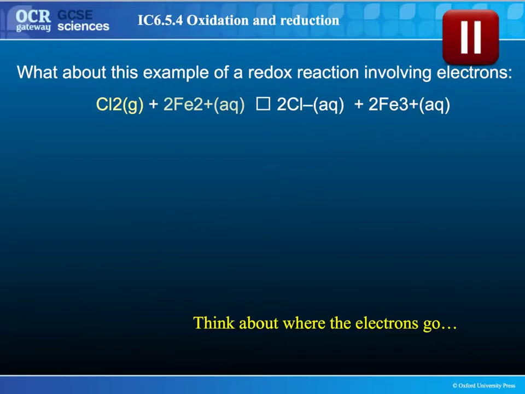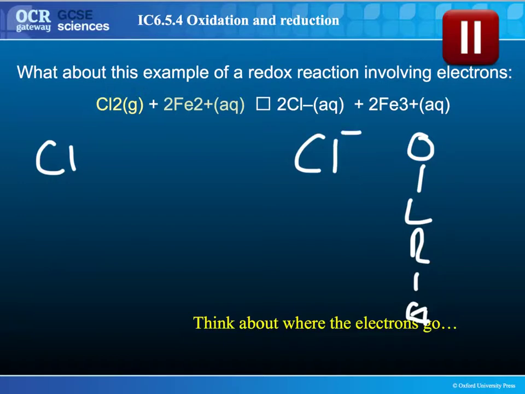Right, here's another example for you to try. Don't forget OIL RIG. Oxidation is the loss of electrons, reduction is the gain of electrons. So look at your two half equations. To start with, you've got chlorine forming chloride ions. So if you've got chlorine forming chloride ions, Cl2 forming 2Cl-. In this occasion, it is becoming more negative. Therefore, it must be gaining electrons.